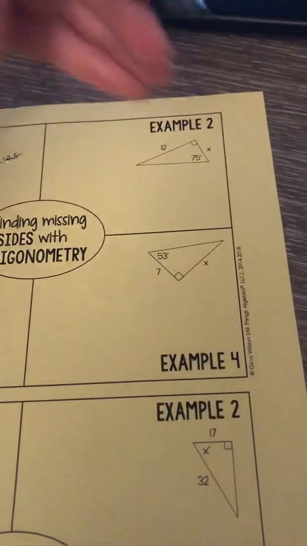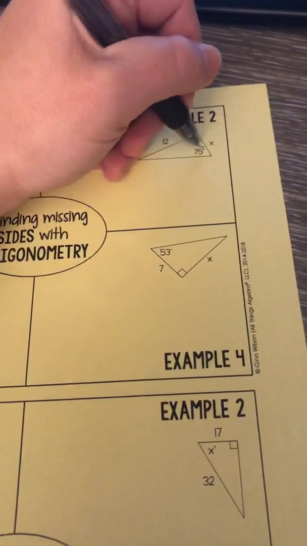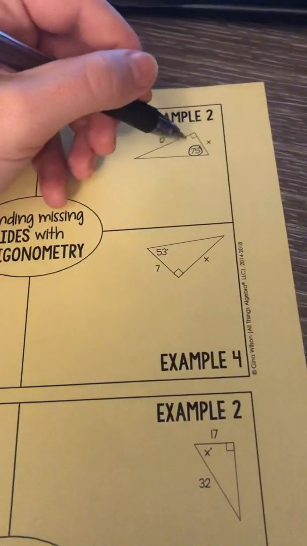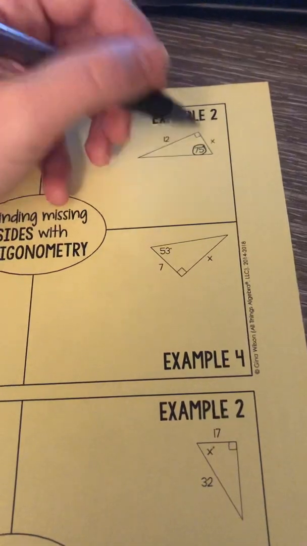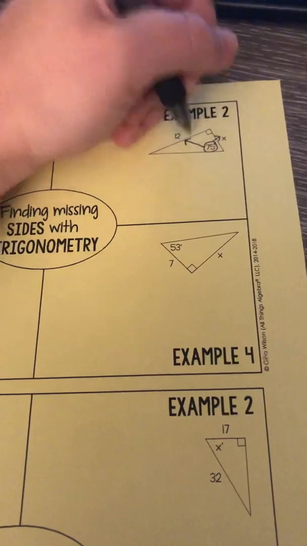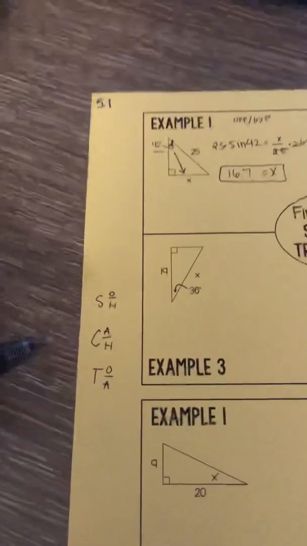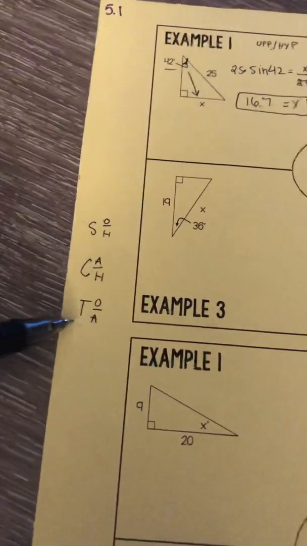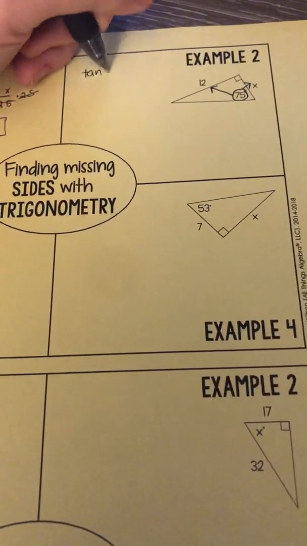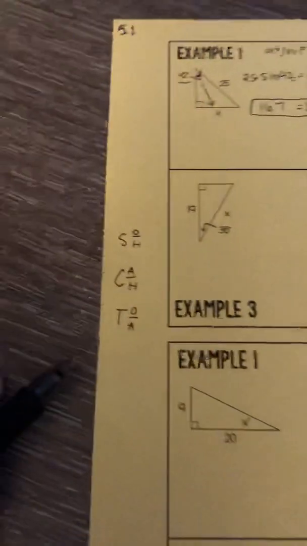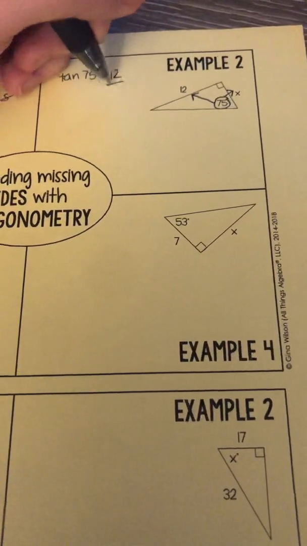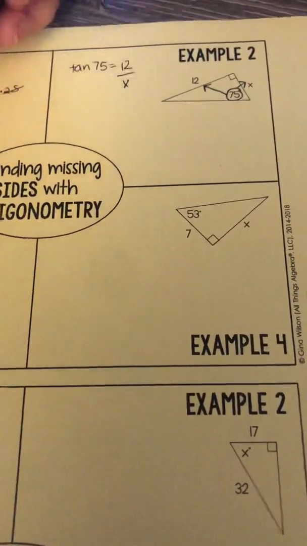All right, let's look at this one here. We have 75 degrees. All we are given is our adjacent, right? We have adjacent is what we're looking for, and opposite. If we are given adjacent and opposite, we'll have to use tangent. So the tangent of the degree of 75 is opposite over adjacent. Opposite, which is 12, over adjacent, which is x.